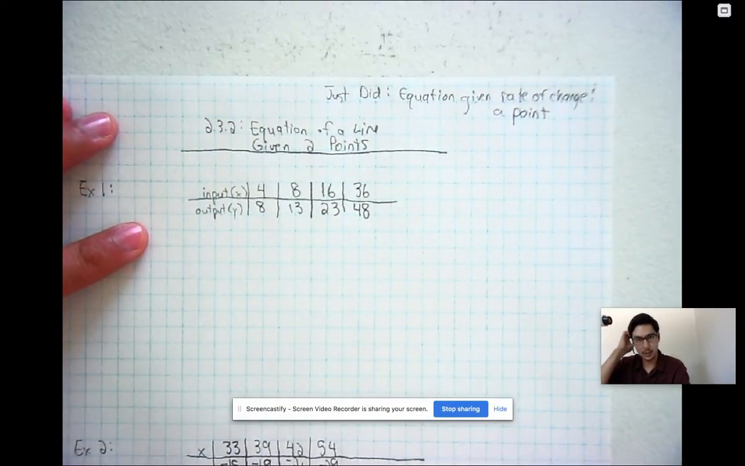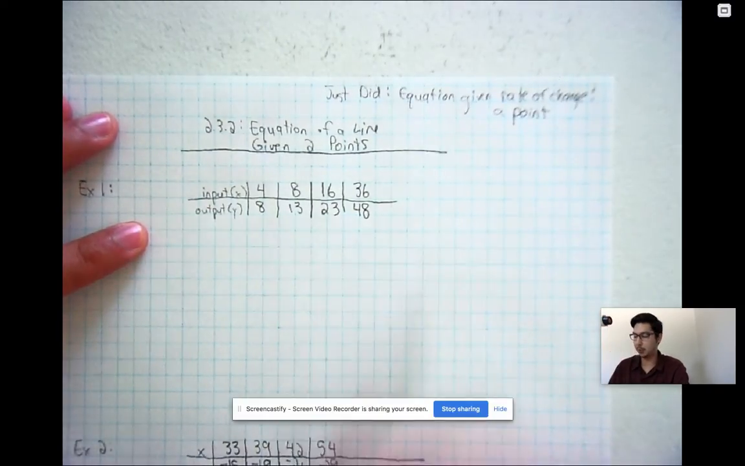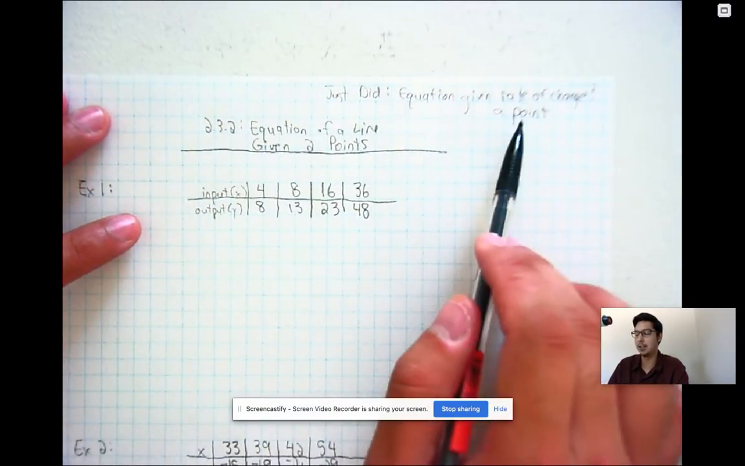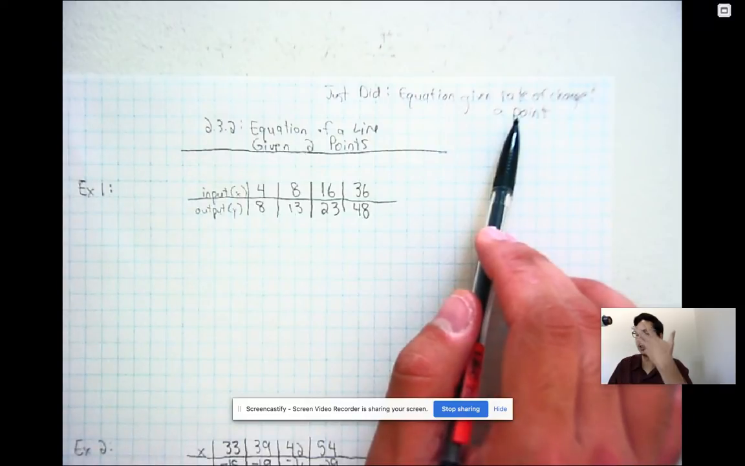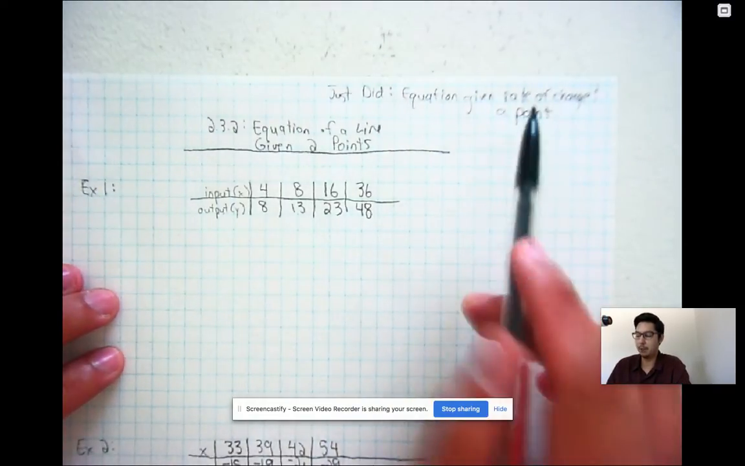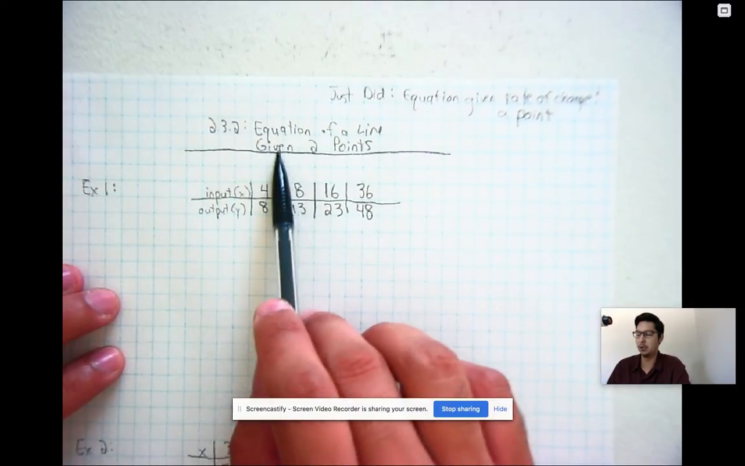And that was the chick problem: if you knew it weighed 5.2 grams a day, and on the 9th day it weighed an amount, how did we get the equation? I showed you different ways of doing that. Now what we're going to do today is, what if we don't even have a rate of change? What if we're just given 2 points?